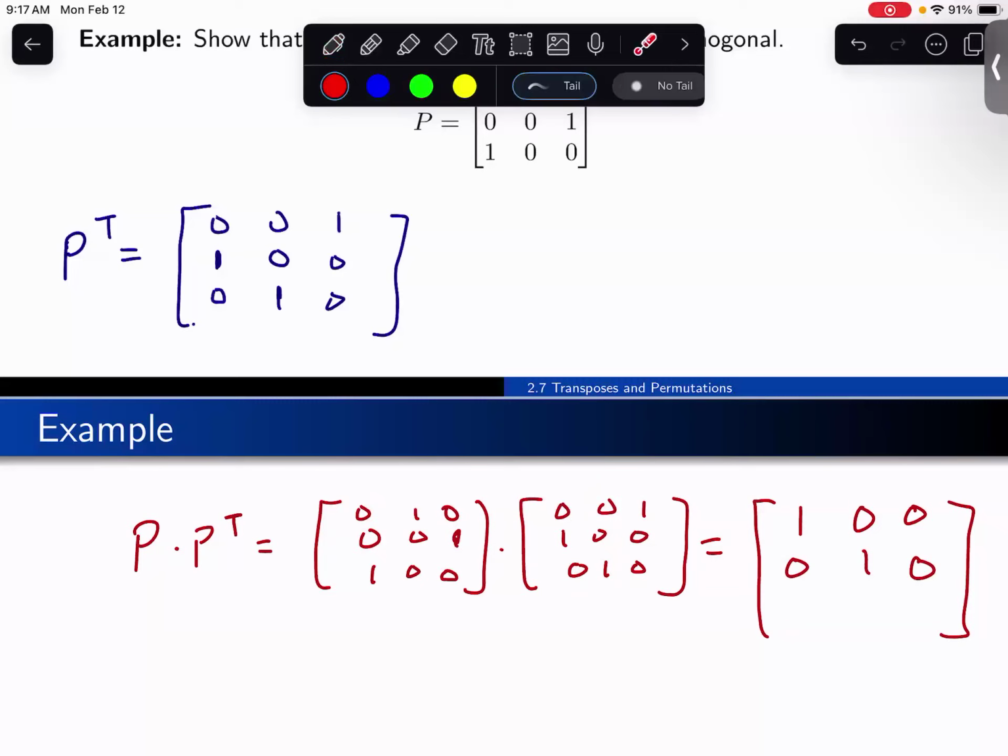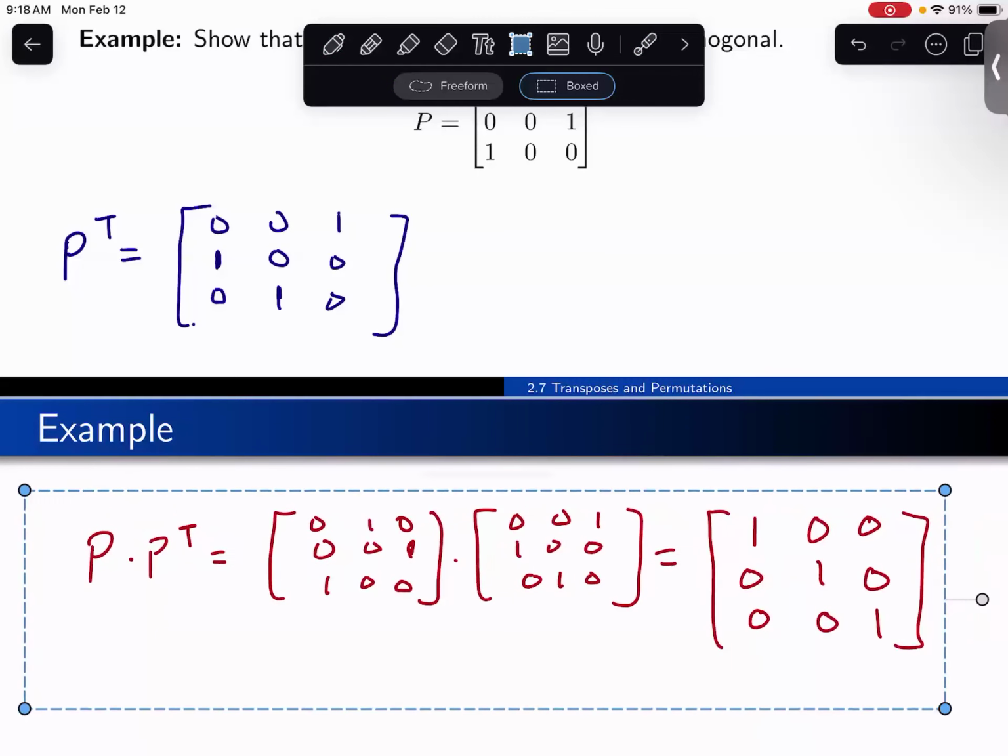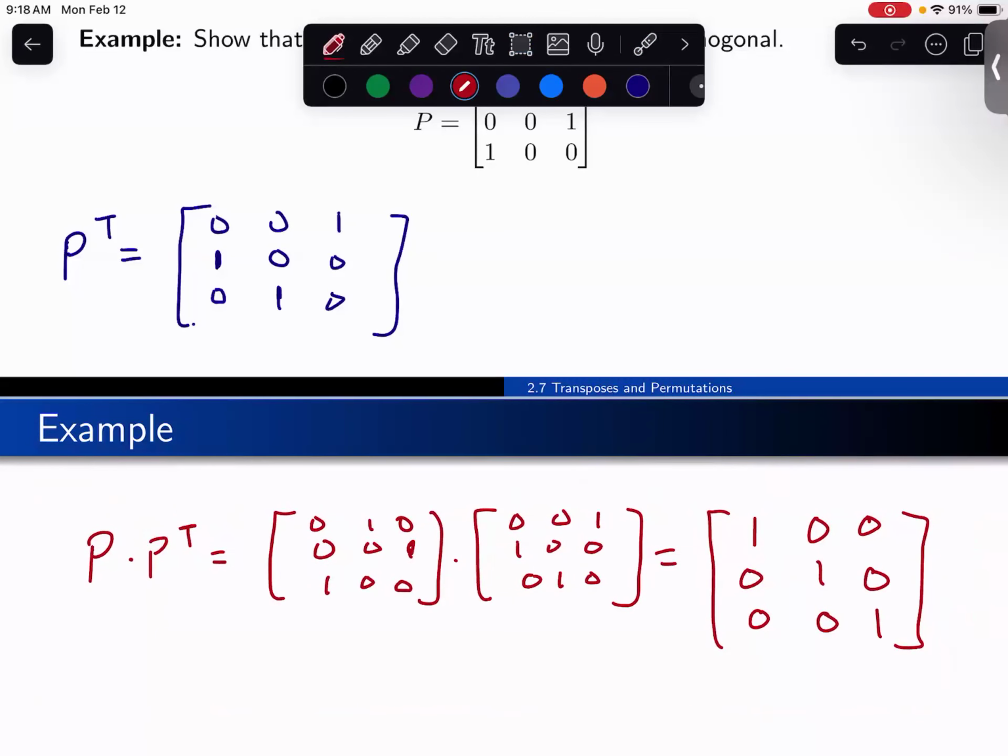And then the last row is going to be the third row dotted with the first column, second column, and then third column for the entries. And that'll give you 0, 0, 1. So it gives you exactly what you want. You get the identity matrix back out. So it's good in that direction.